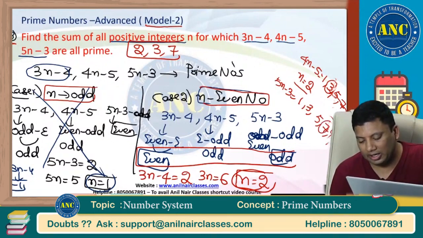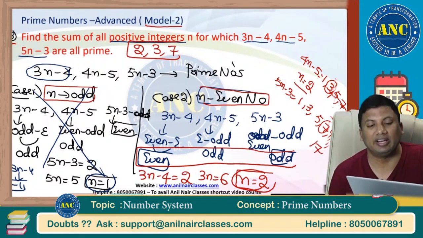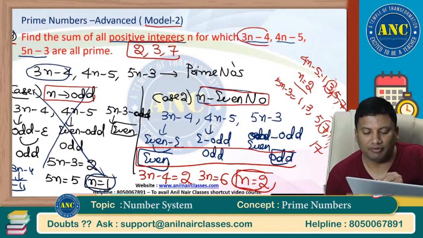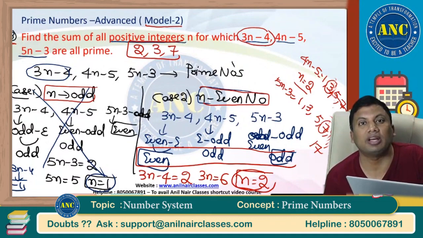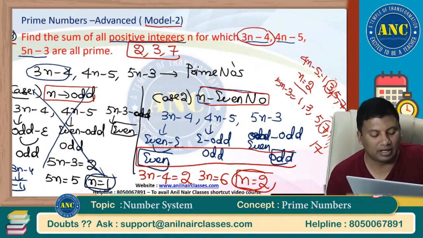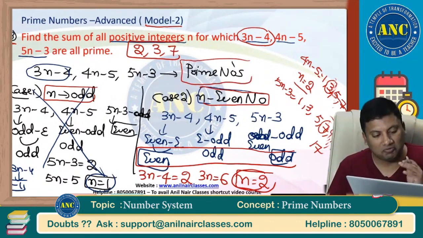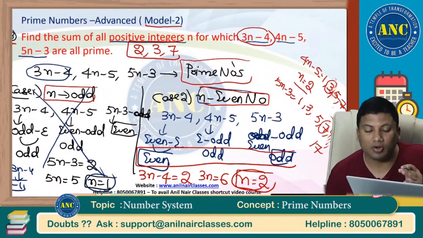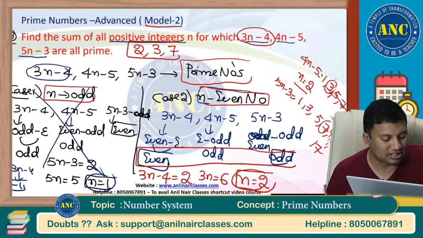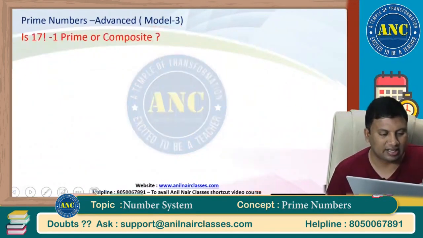Next one, you might get this doubt: 9, 11, 13, 15 and 17. 5n minus 3 is 17, n value 4. If the n value is 4, 3 4s are 12, 12 minus 4, 8. 8 is an even number, but it is not a prime number. All the three values should be prime numbers. Very, very good, high quality questions we are going to discuss in the class. I hope the idea is clear.